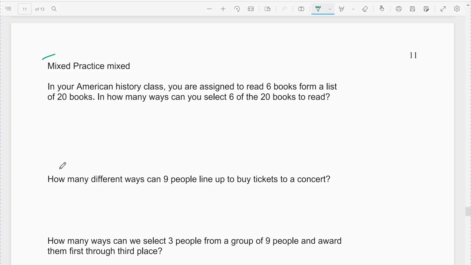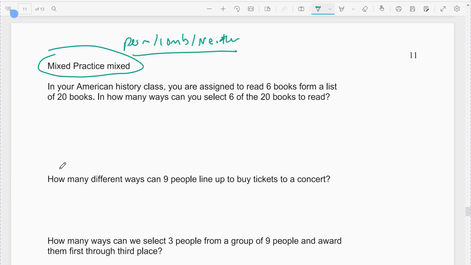5.4, mixed practice, sort of putting it all together for permutations, combinations, neither. Either counting or probability. So again, this is like the homework, and I worded them similar to the homework problems.